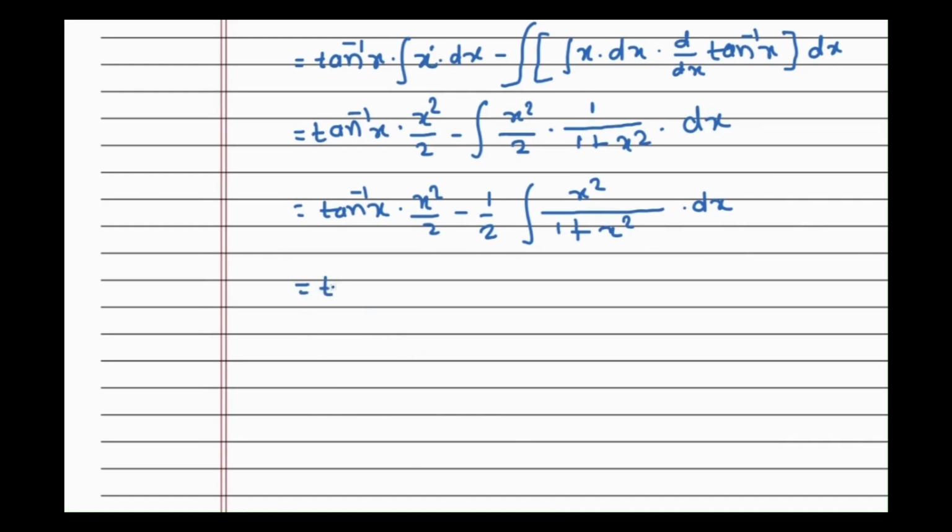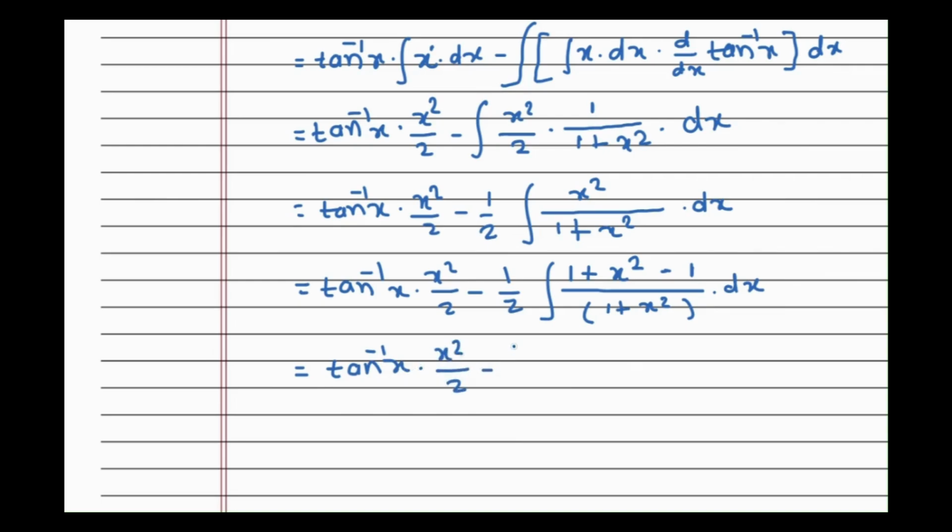Now let's move it upwards. We will solve the integral by rearranging the terms: tan inverse x into x squared by 2, minus 1 by 2 into the integration. Here, in place of x square, we can write 1 plus x square minus 1. This will not change its value because we have taken plus 1 and balanced it with minus 1. We can rearrange, it is for our convenience, and the denominator is 1 plus x square. You can add the same number and subtract it from any value, and the value remains unchanged. Now tan inverse x into x square by 2 minus 1 by 2.